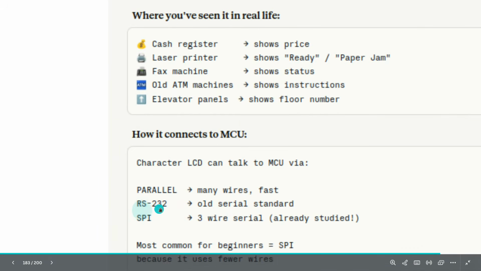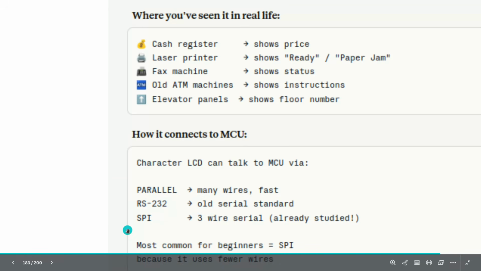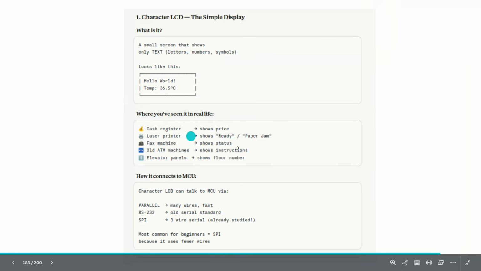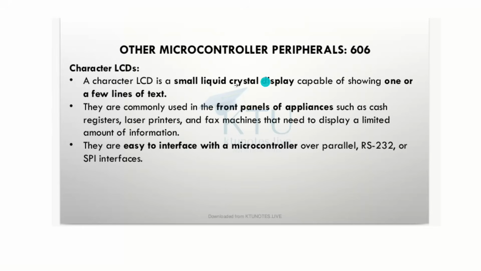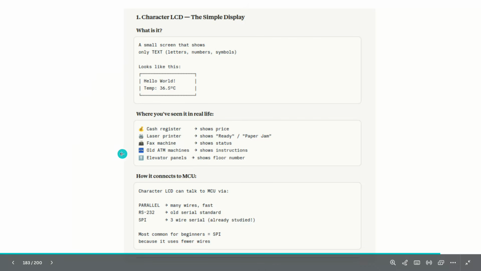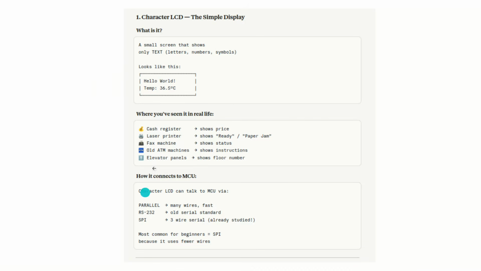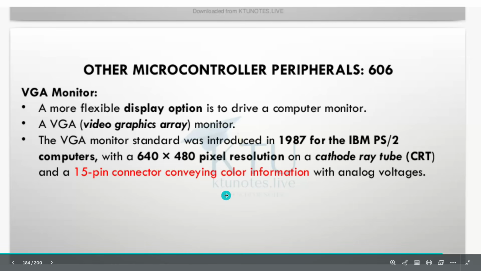RS-232 is an old serial standard. So these are the different ways in which you can connect this LCD to our microcontroller unit. This is about the LCD, a small liquid crystal display showing this information. You have seen the applications, and how you can connect it to a microcontroller unit in parallel, RS-232 and SPI.